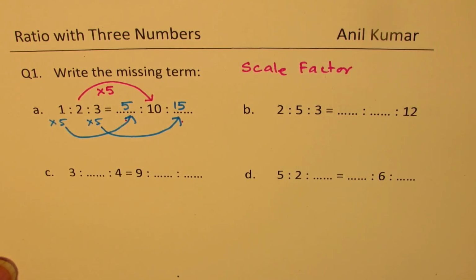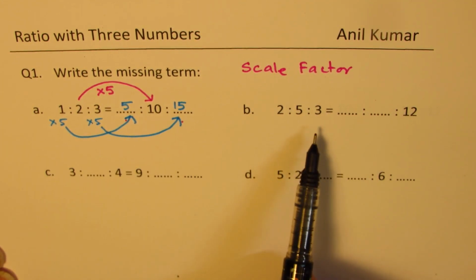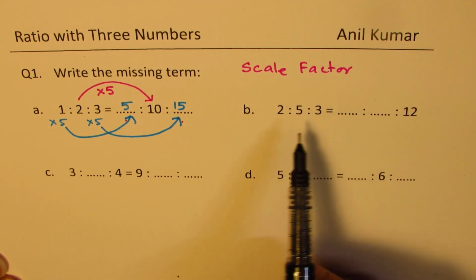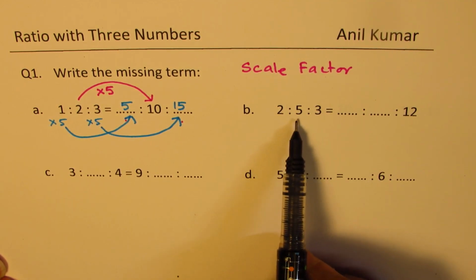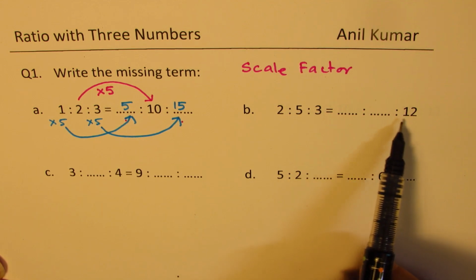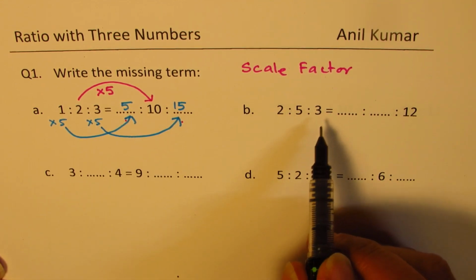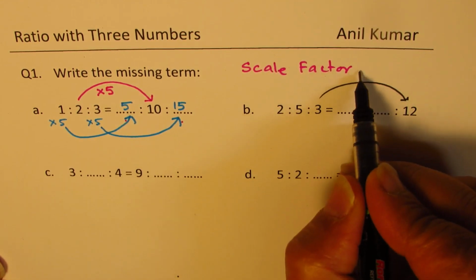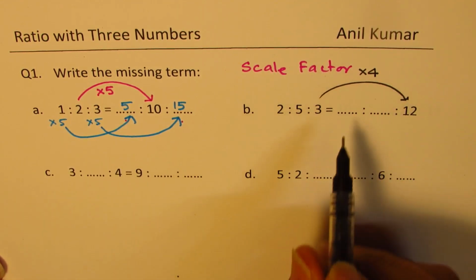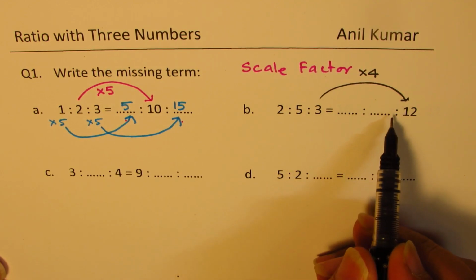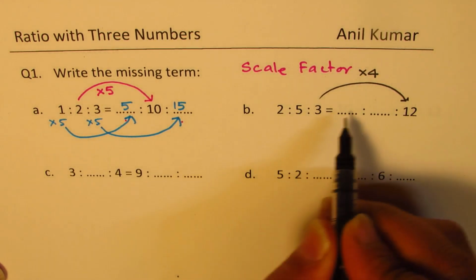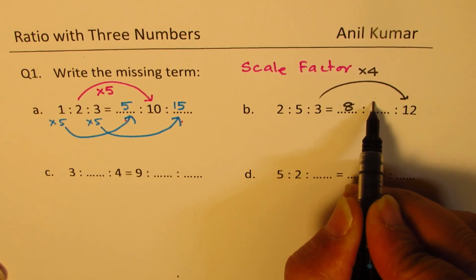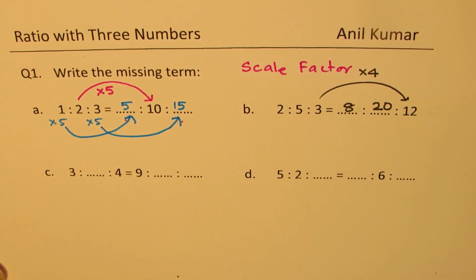Now with this in mind, I'd like you to pause the video and answer these questions. So basically, you need to find the scale factor. In part B, 2 is to 5 is to 3 is something is to something is to 12. We are given corresponding positions for the last digits, which are 3 and 12, the scale factor being 4. So we need to multiply each term by 4 to get the right hand side. So 4 times 2 is 8 and 4 times 5 is 20. So that is how you can solve such questions. Is that clear?